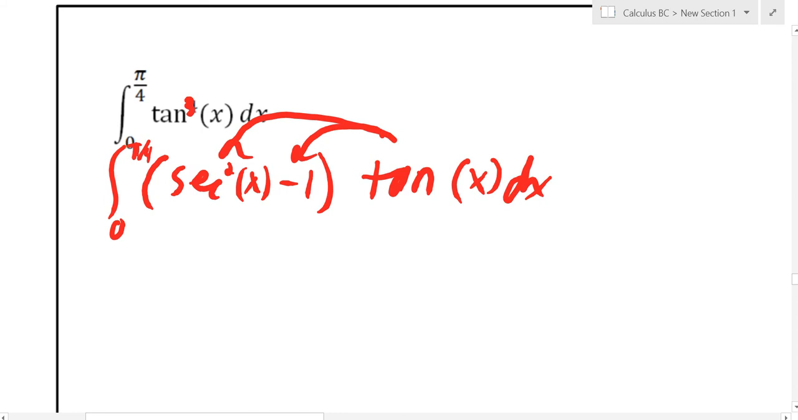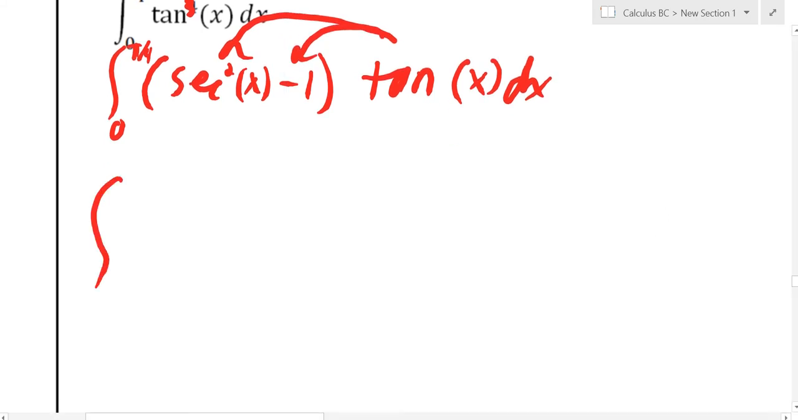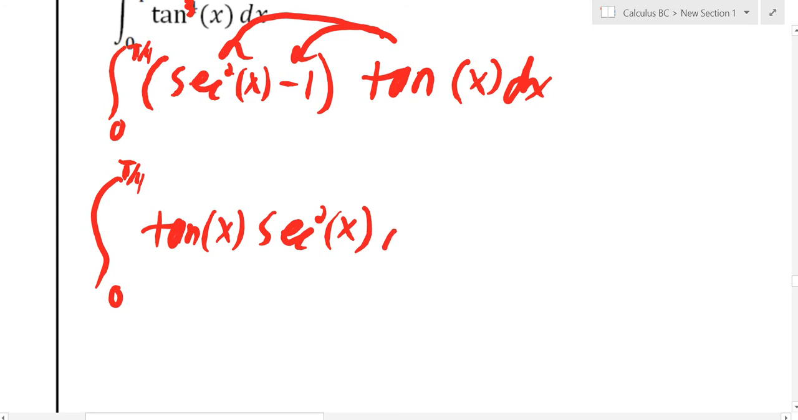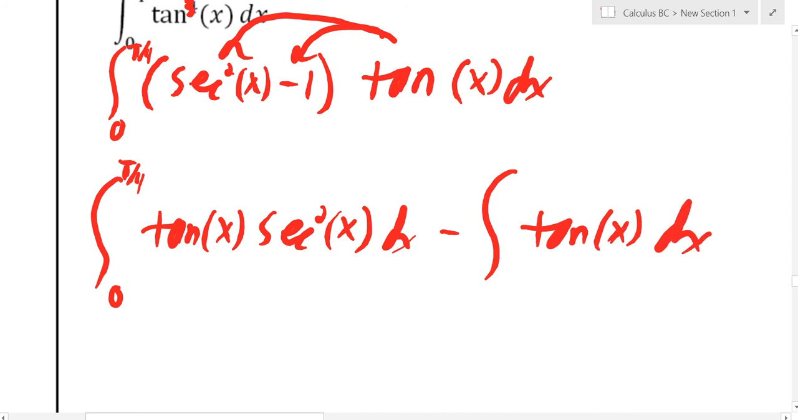But now we can handle both of these integrals that we're going to get. The first one's going to be the integral from 0 to pi over 4 of tan x secant squared dx, right? And then minus the integral of just tangent x. Now, when we did this before, we had that tangent squared, which we had to switch over to secant squareds.